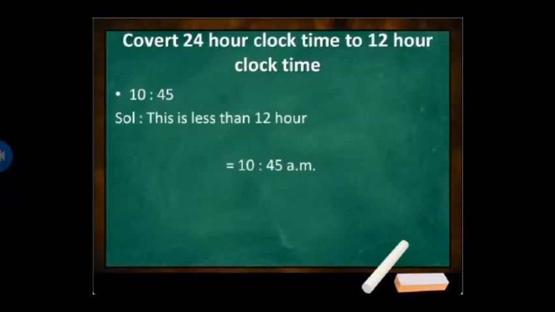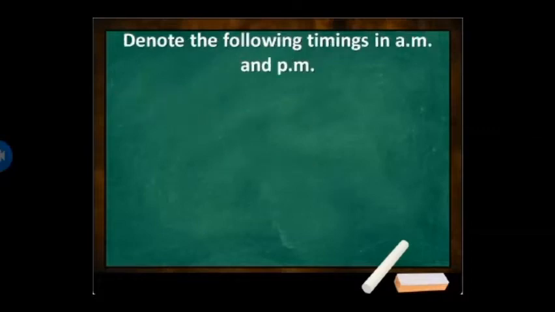Now convert 24 hours clock time to 12 hours clock time. It is 10:45. Now this 10:45 is less than 12 hours, so it will be written as 10:45 a.m. only. Now you have to tell whether it is a.m. or p.m. in this hours.